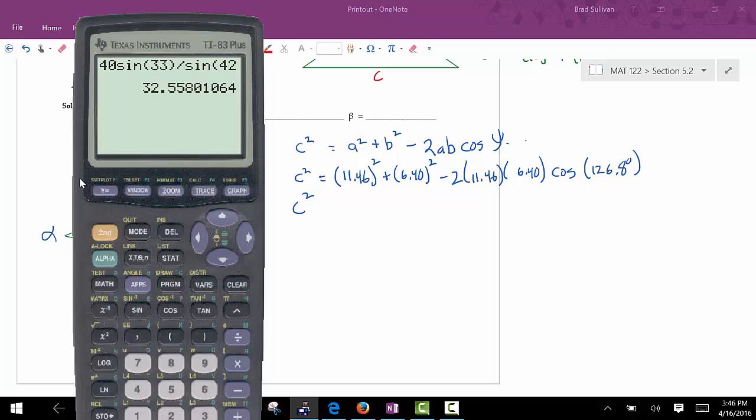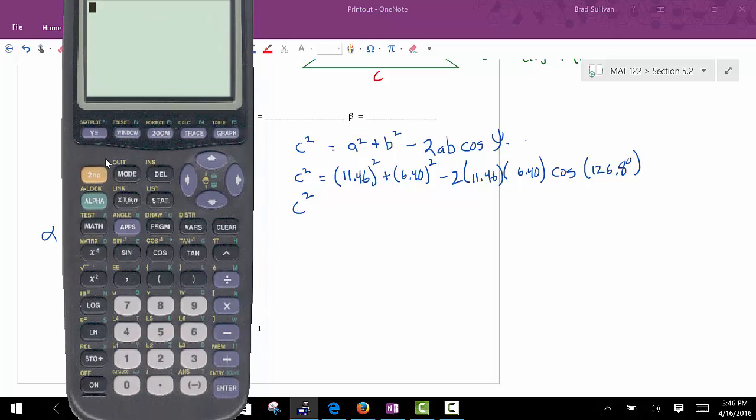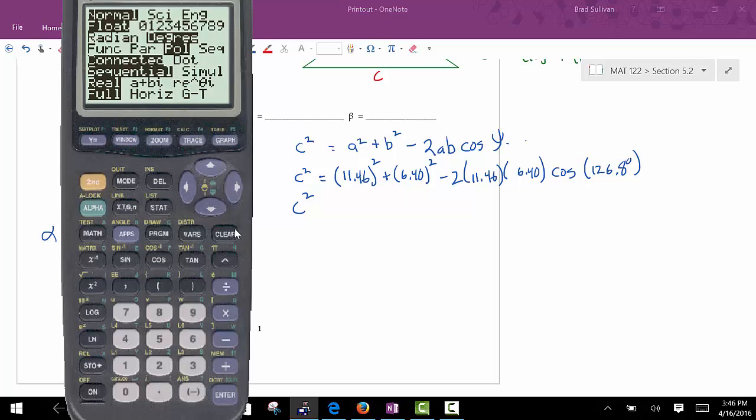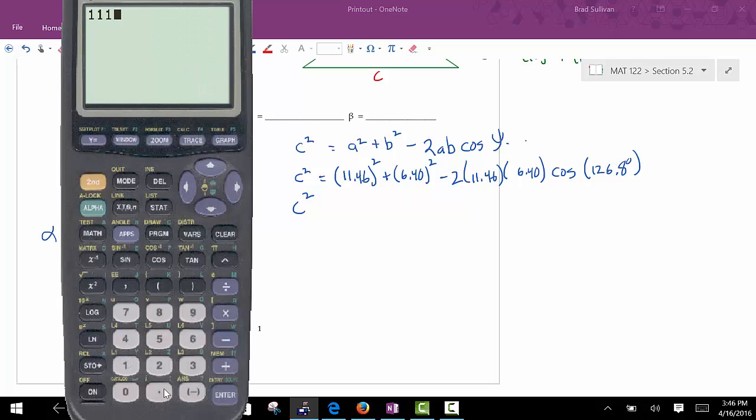So I'm going to put the calculator over here and show you how I'm going to put that in. You want to make sure, of course, you're in degree mode when you do this. So I'm going to type it in exactly as it is. We're going to do 11.46 to the second plus 6.40 to the second minus twice the product of those two sides. So I'm going to put a parenthesis to represent multiplication. 11.46 times 6.40, and then times the cosine of the angle in between, 126.8.